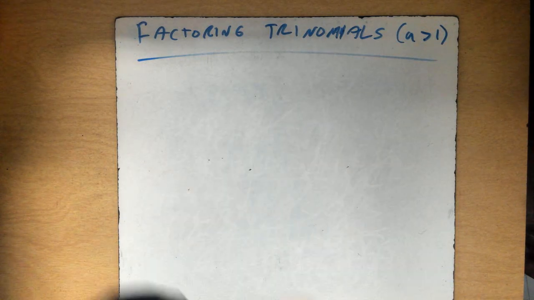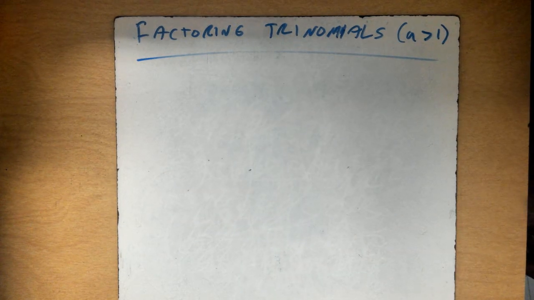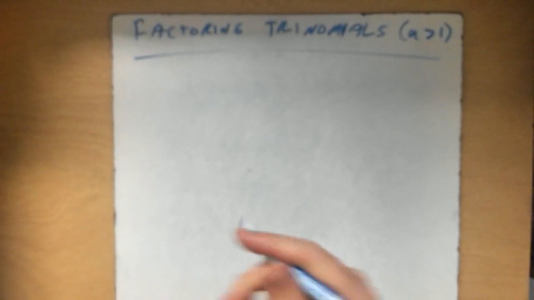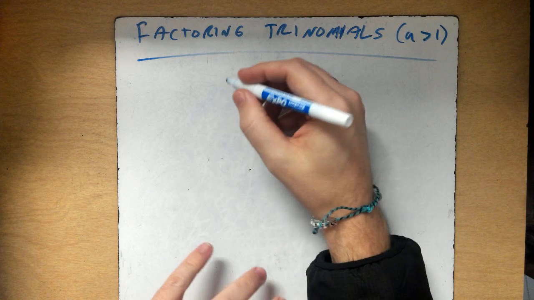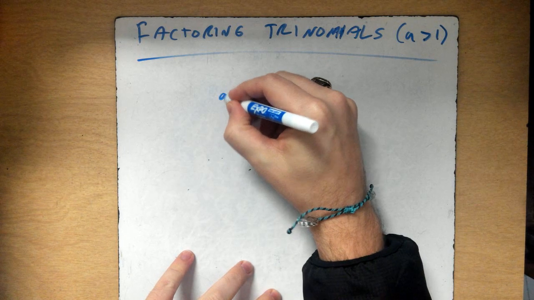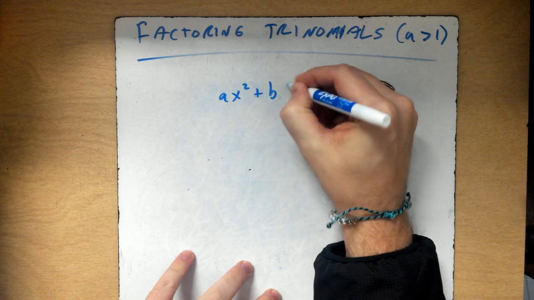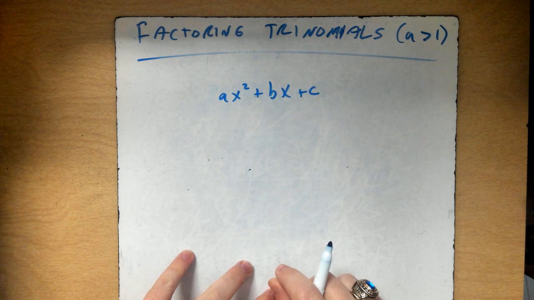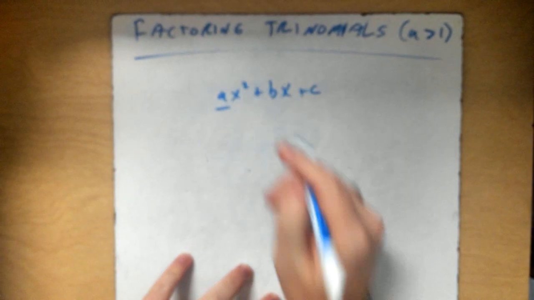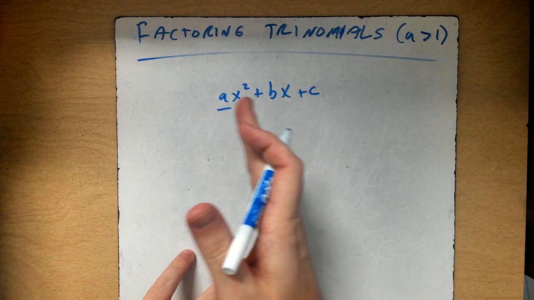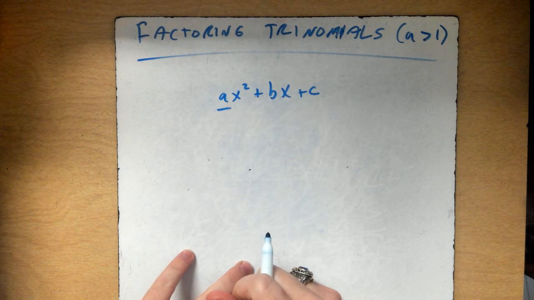Right, today's topic is factoring trinomials where a is greater than 1. Okay, so what do I mean by that? Well, we have a normal trinomial written out. It would be written as ax squared plus bx plus c, right? And our a would be our leading coefficient, right? Our first number that comes in front of our x squared.